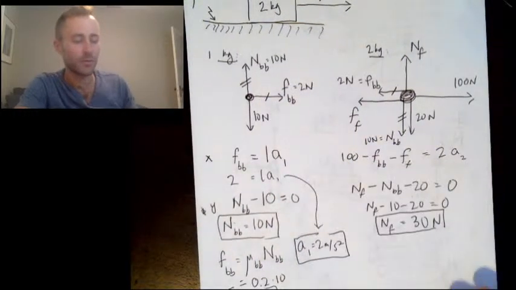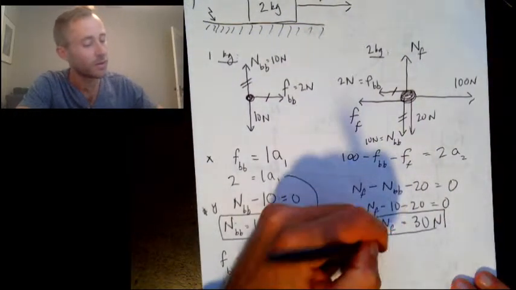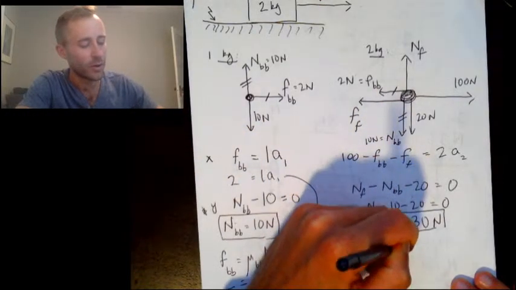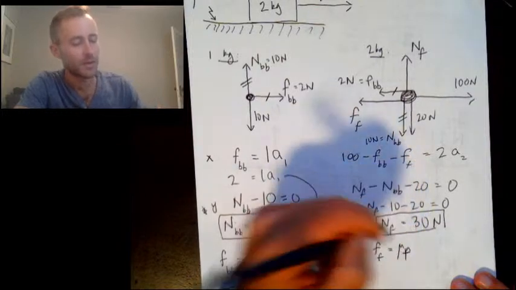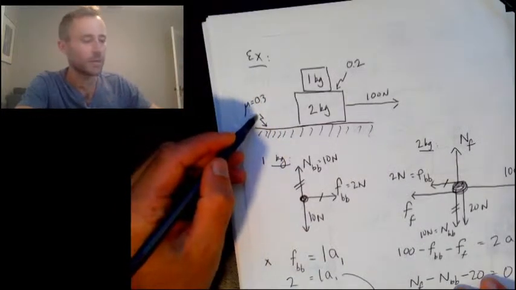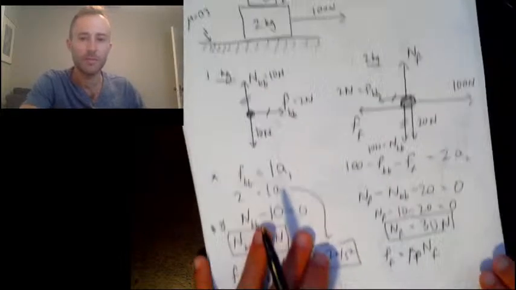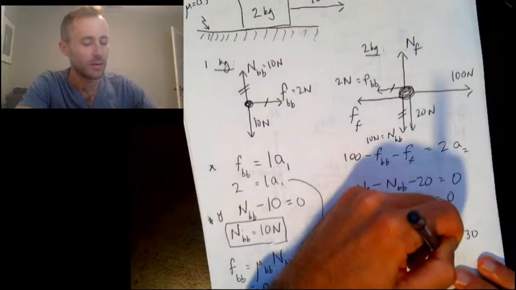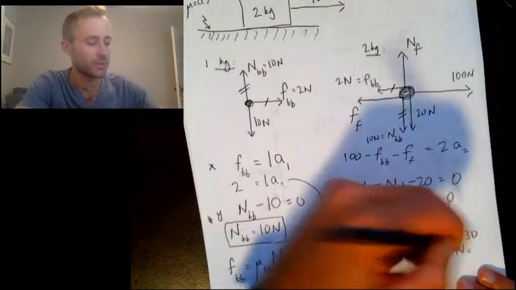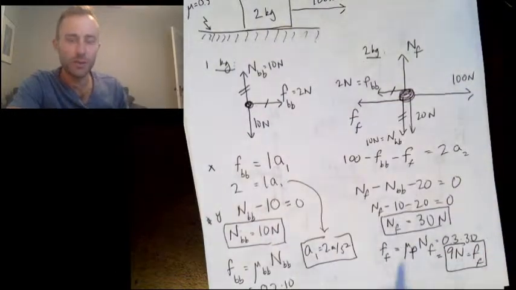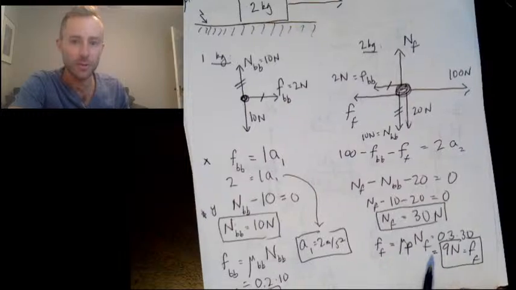If I know the normal force from the floor, then I know the friction from the floor. The friction from the floor is going to be the coefficient of friction with the floor times the normal force from the floor. So that's going to be 0.3 times 30. So that equals 9 newtons is friction from the floor. So now I know friction between the blocks and I know friction from the floor.